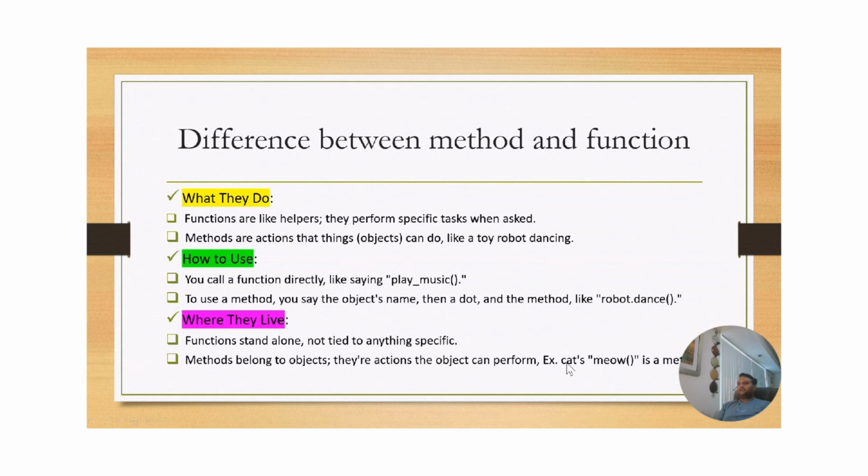So for example, cat, right? Cat is an object of animal type, and making a sound of meow is a method. So only the cat can do meow, not the dog. So I'm hoping this makes sense. Objects have specific actions, we can call them methods, and they are very specific to those objects.